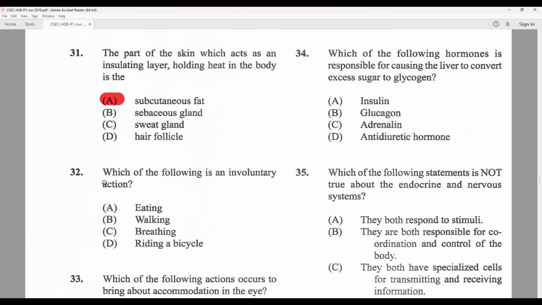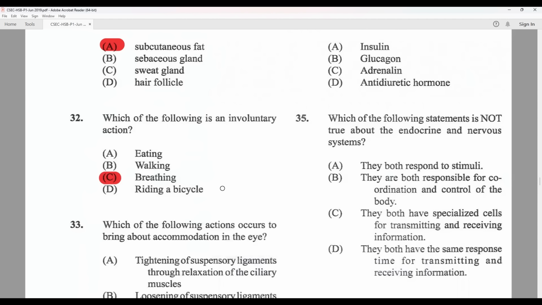32, which of the following is an involuntary action, which means automatic. You can't control it. Eating, walking, breathing, riding a bike, it's breathing. Could you imagine if you forgot to breathe, how much trouble you would be in?